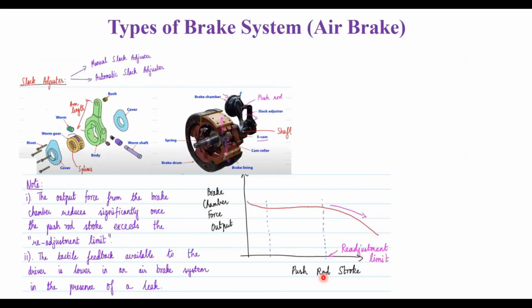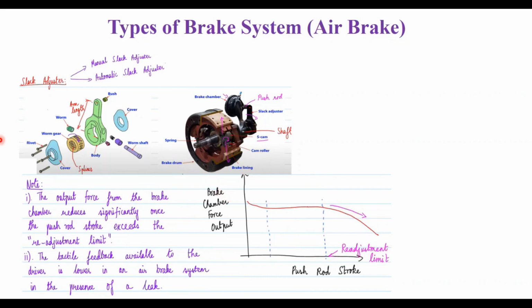You see here, this is the push rod stroke versus the brake chamber force output. When the push rod stroke is increased, the brake chamber force output gets reduced. And then you also have the readjustment limit. And as I was telling, this is the layout of how it looks. You have the slack adjuster. Once this push rod pushes, the slack adjuster will move, and it moves the cam, then the cam roller, and then the brake lining, and then the brake drum.